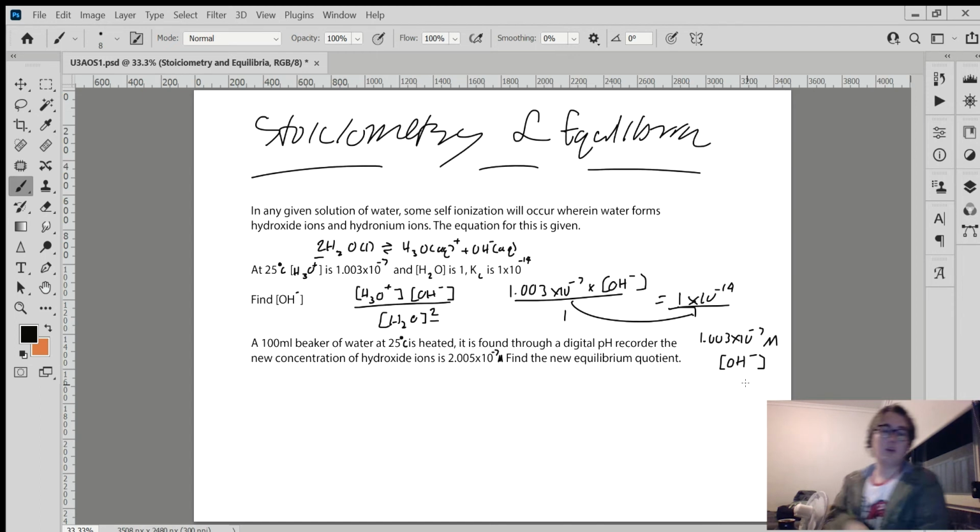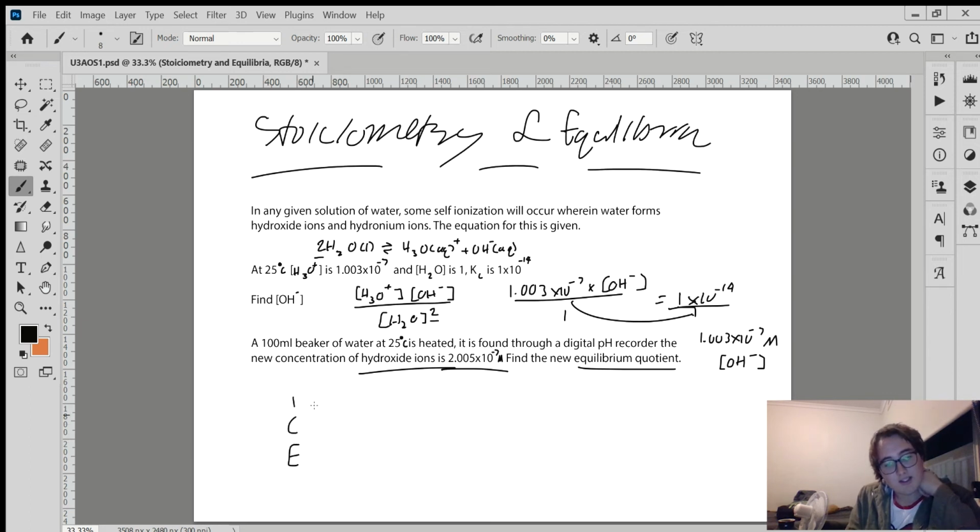Alright. So, if we have a 100 milliliter beaker of water at 25 degrees, it is found through a digital pH recorder that the new concentration of hydroxide ions is 2.005 times 10 to the negative 7. Find the new equilibrium quotient. So, for this, we use what's called an ICE table, which is initial, change, equilibrium.